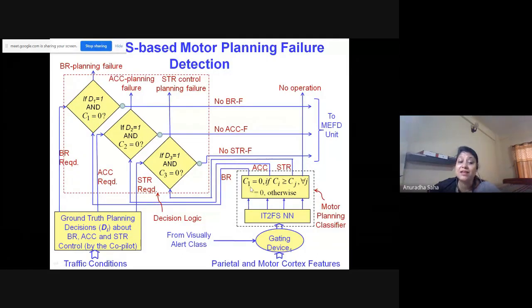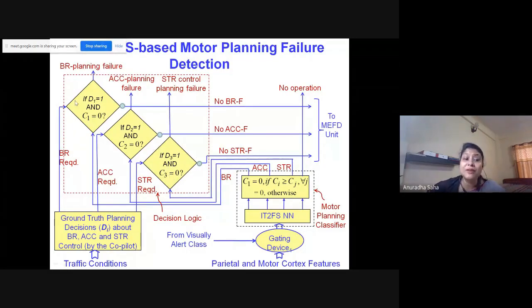So if it classifies a situation where braking is required, then you can see this braking signal is going to the brake control decision box. If it is found, from the analysis of the occipital signals and the parietal and motor cortex signals, that acceleration is required, then automatically this acceleration related signal, you can see here, goes to the acceleration planning failure decision box. And a similar thing goes for the steering control planning decision box as well.